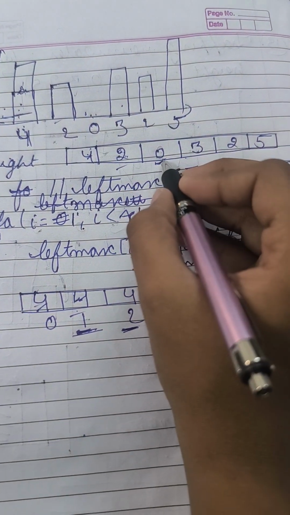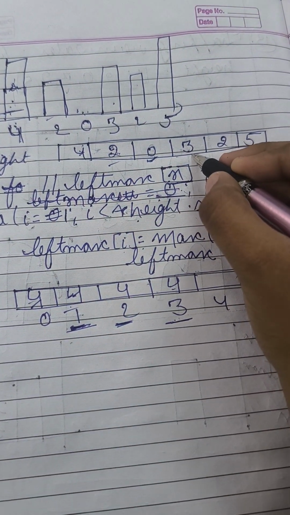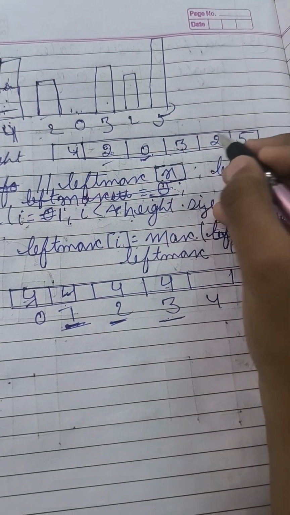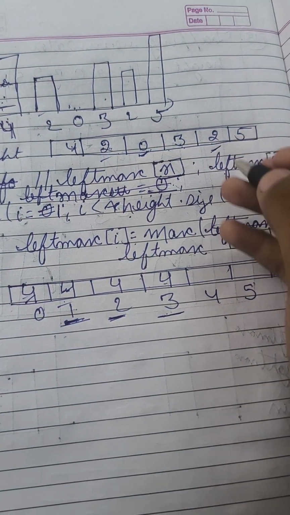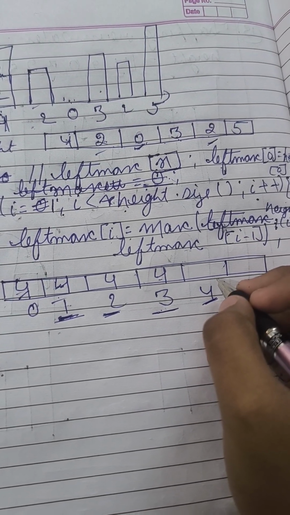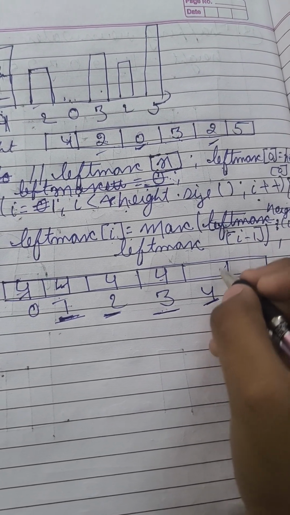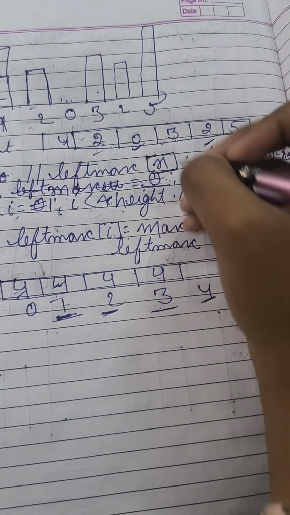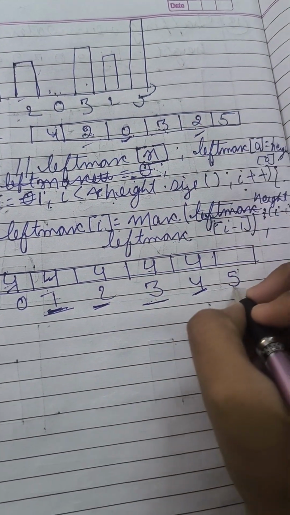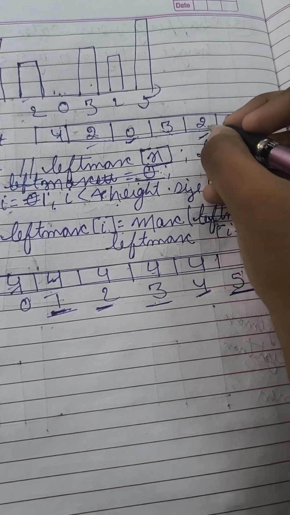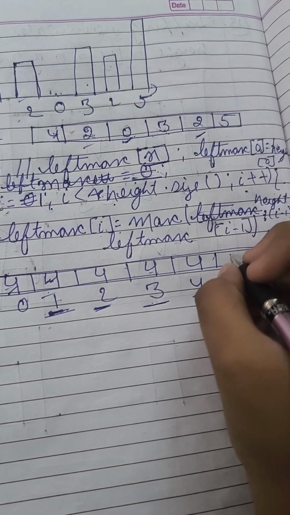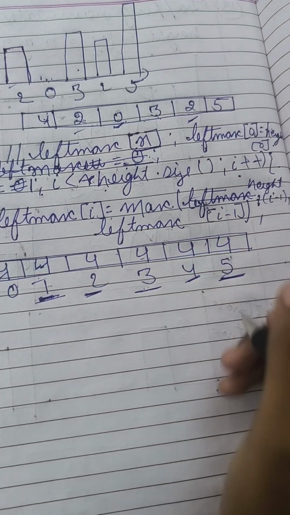Moving towards the fourth element, 0, first, second, third, fourth. I am taking this for the second. Now again I am going to take the maximum of left max I minus 1 and height I minus 1. The maximum of these two is 4 only. Now moving towards the last element, which is the fifth, it would be the maximum of left max I minus 1 and height I minus 1. It would be again 4 only.